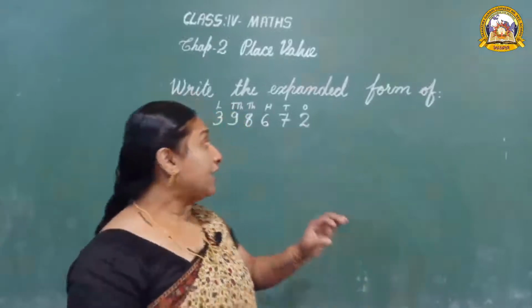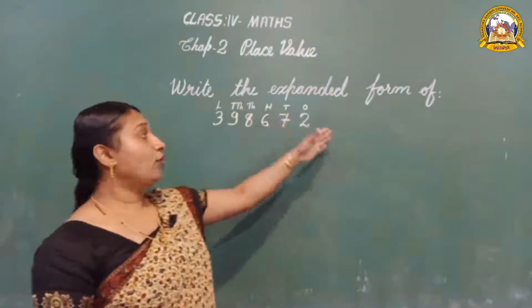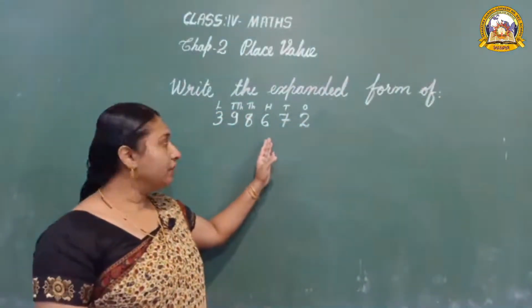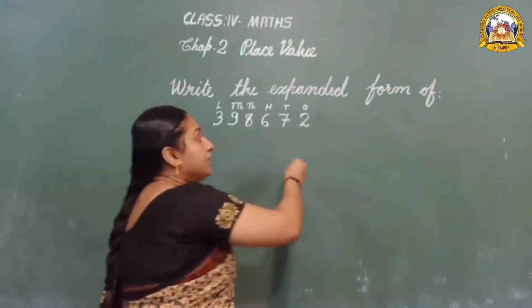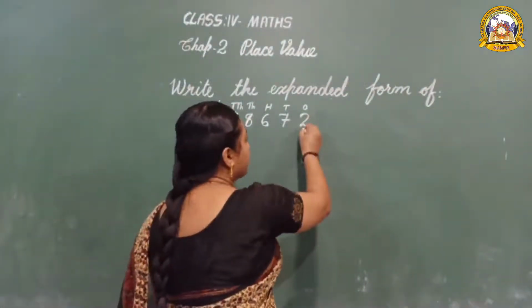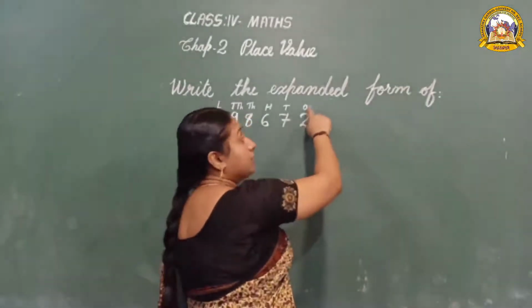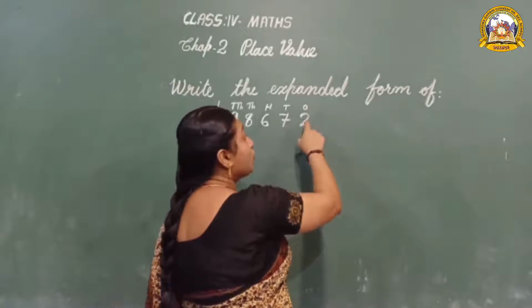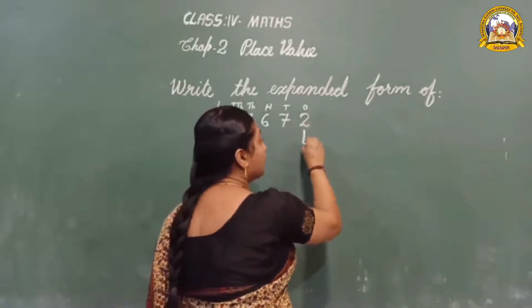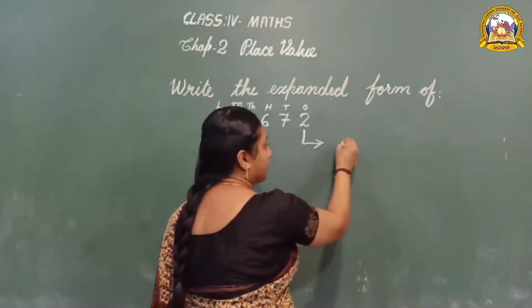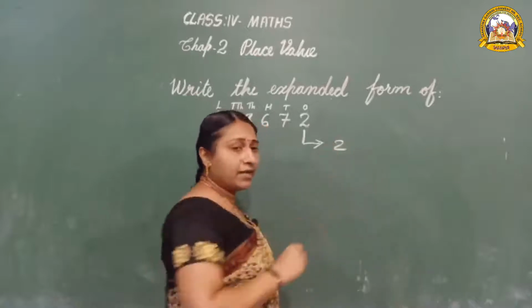Okay, let us write the expanded form of this number. How can we do that? It is an easy method. First, the place value of 2. You can see it is 2 ones, no? So 2 into 1. 2 ones are 2.